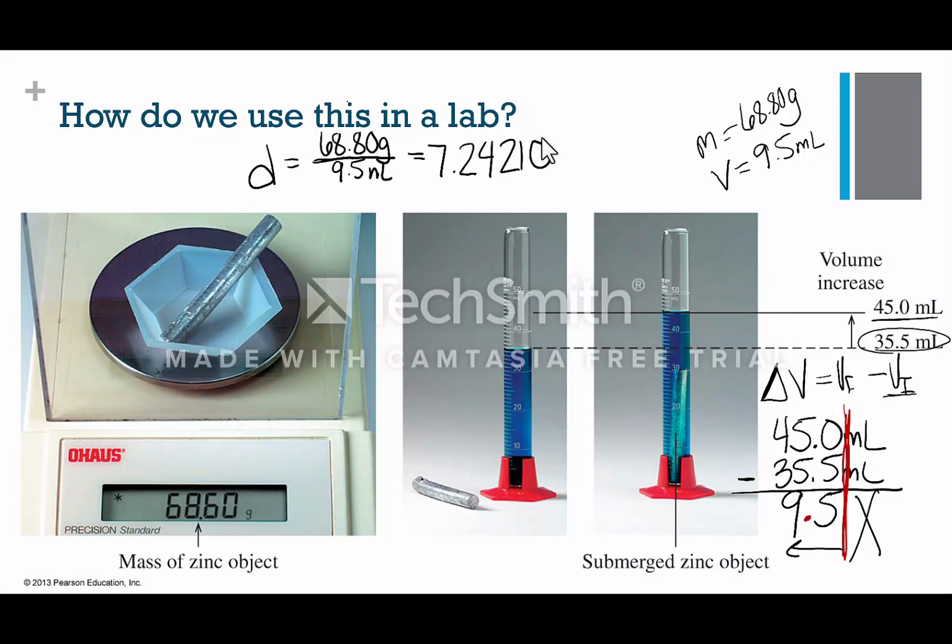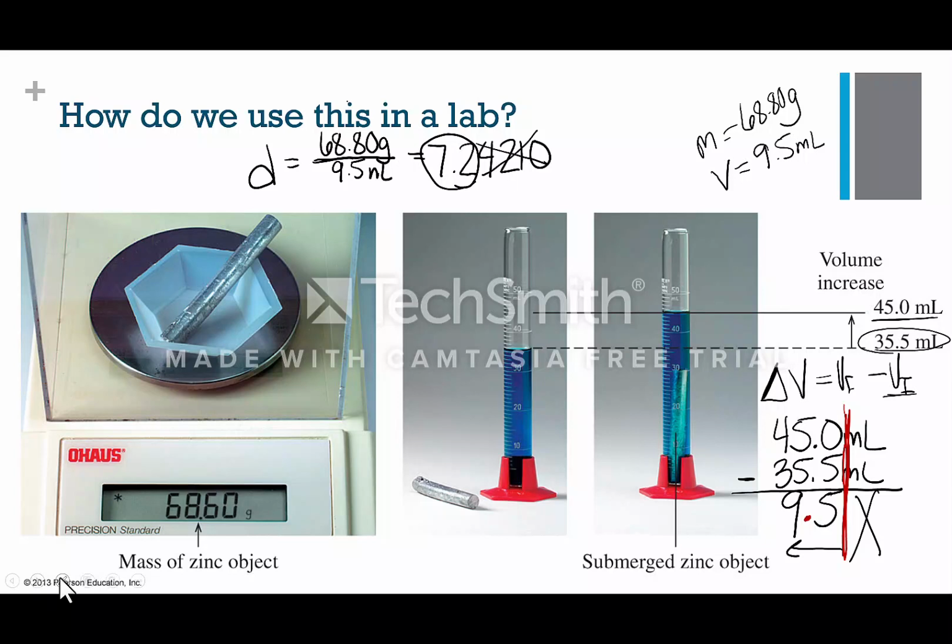That is not the density that I'm going to report. I have to consider significant figures. So looking at my equation, I see the top number has 4 significant figures. I see the bottom number has 2. So when I report my value, I can only report 2 significant figures.